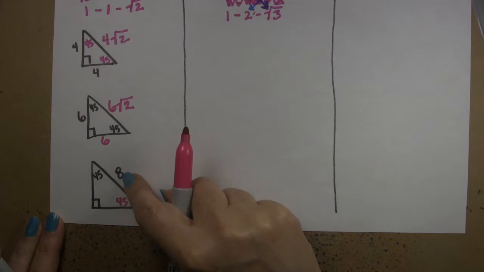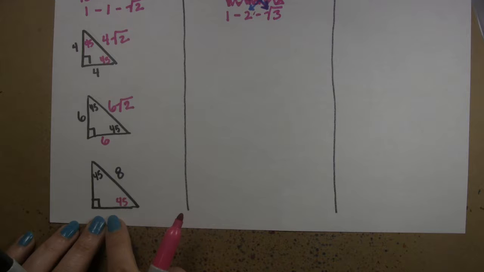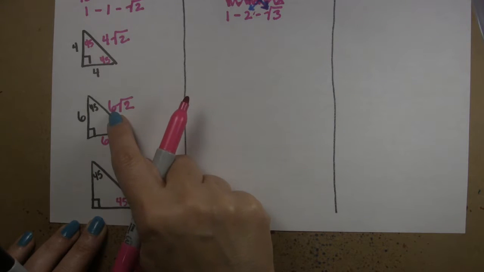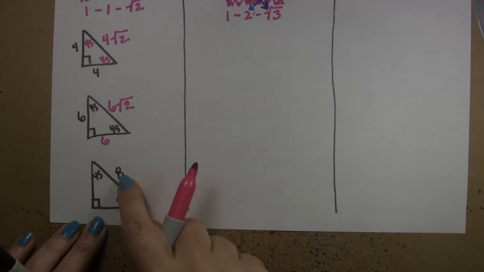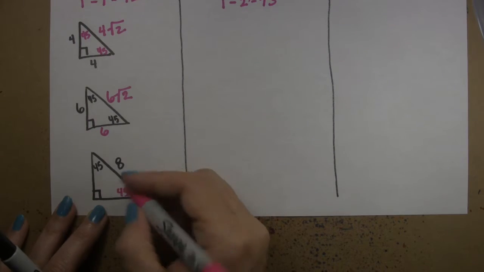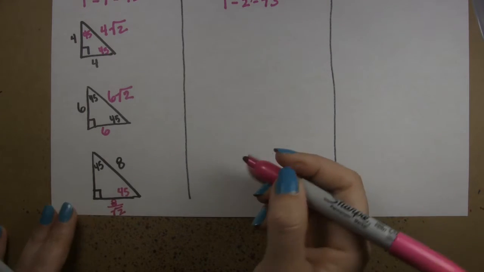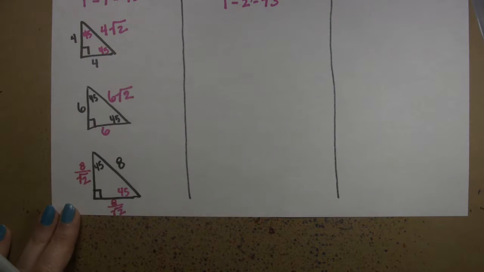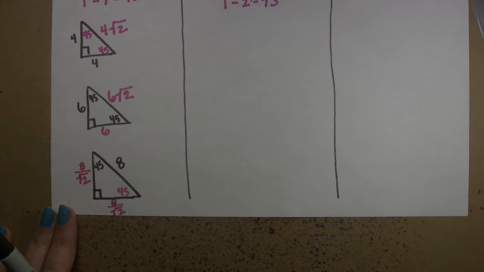I have this 8 right here. If I want to get one of the sides, remember I took the side and plopped on a radical 2. So I have 6 times radical 2 up here. So here I need to get rid of the radical 2. So this would be 8 divided by radical 2. And this side would be 8 divided by radical 2. Now, you could rationalize that denominator if you wanted to, but that's how you would do it.